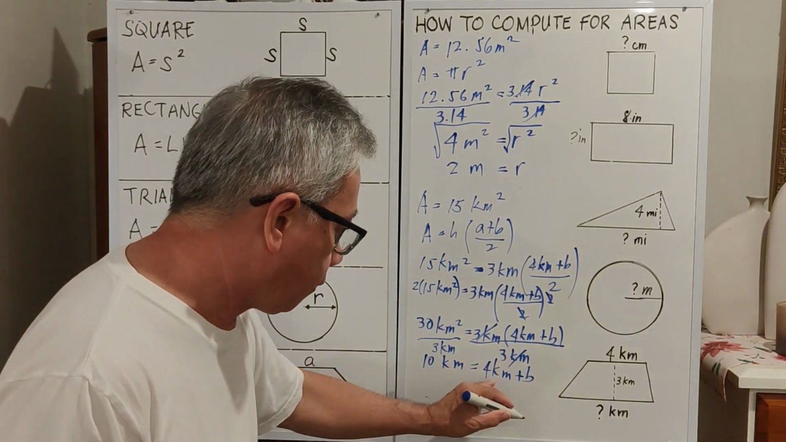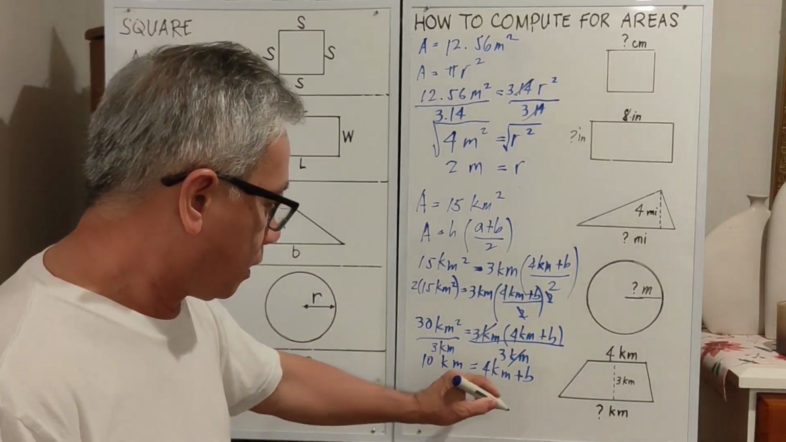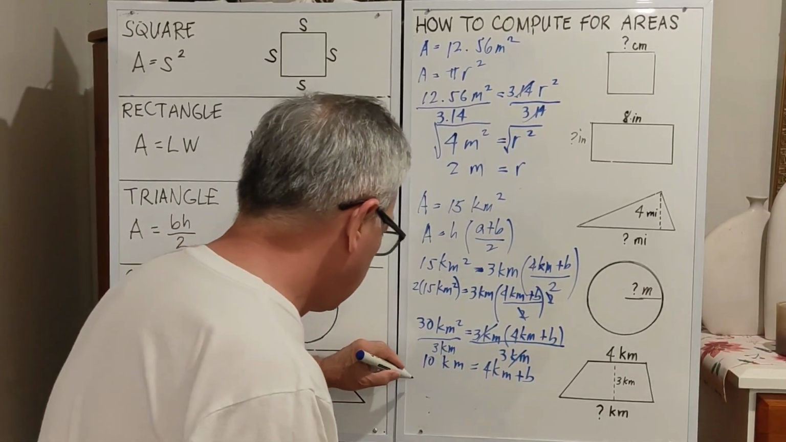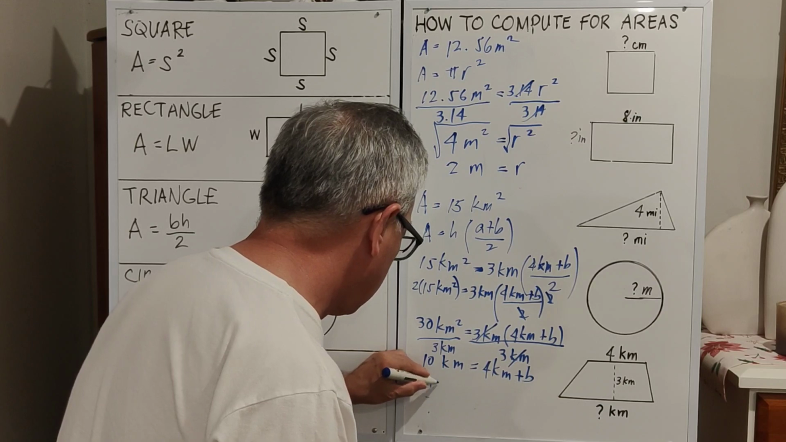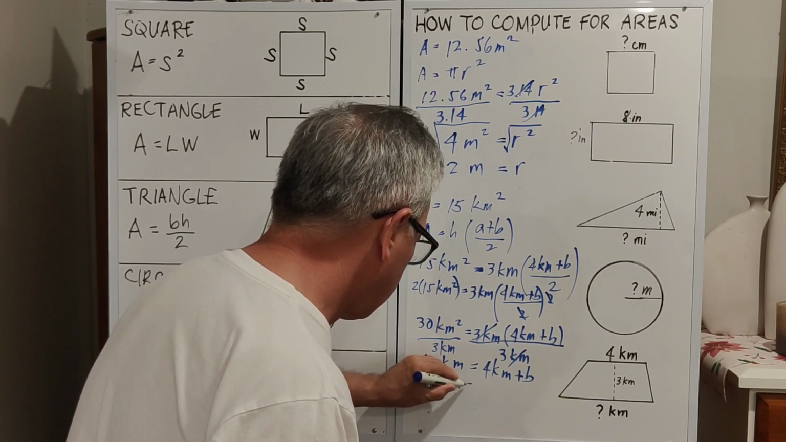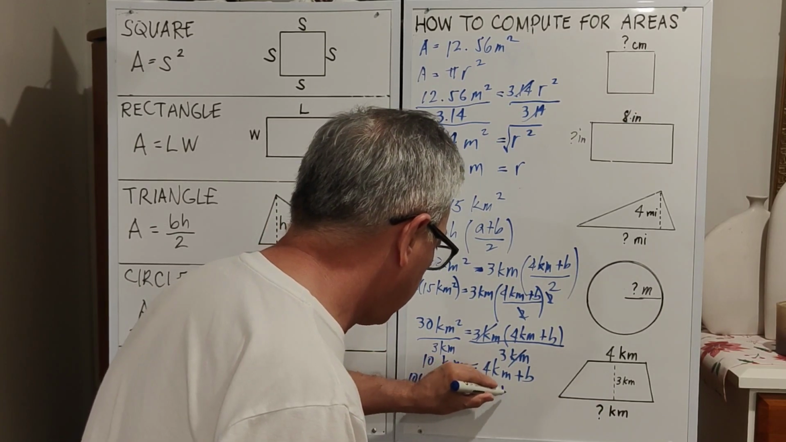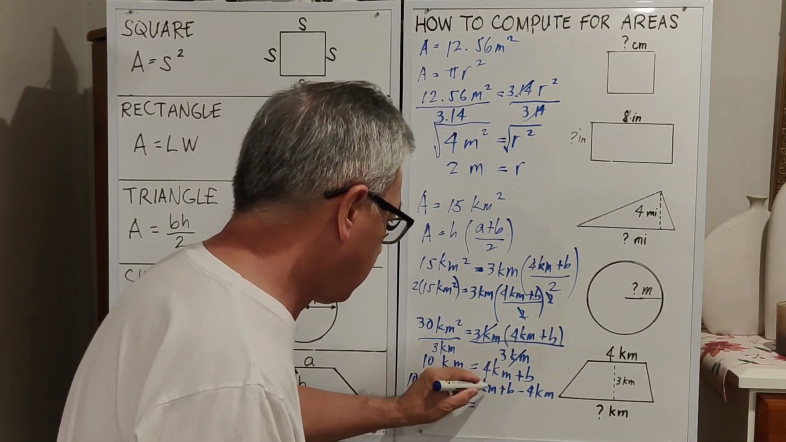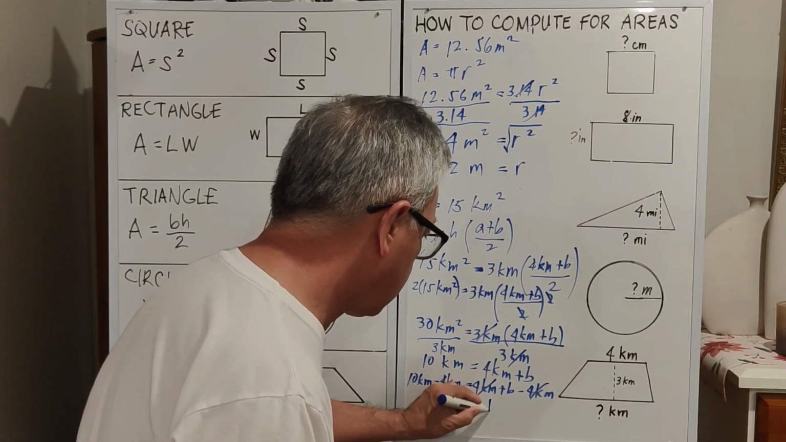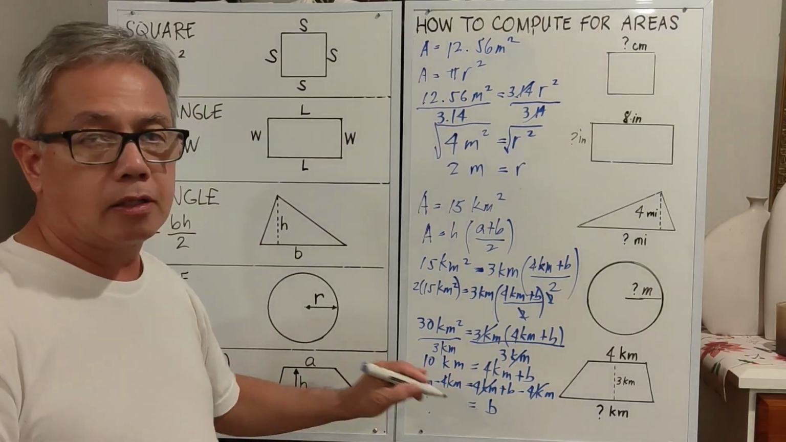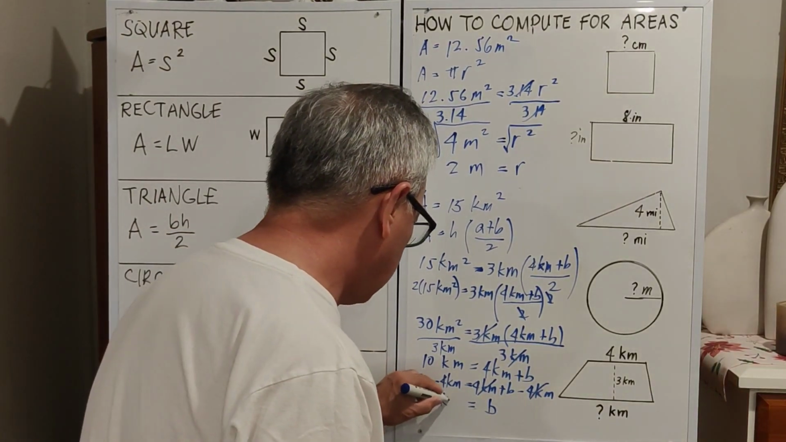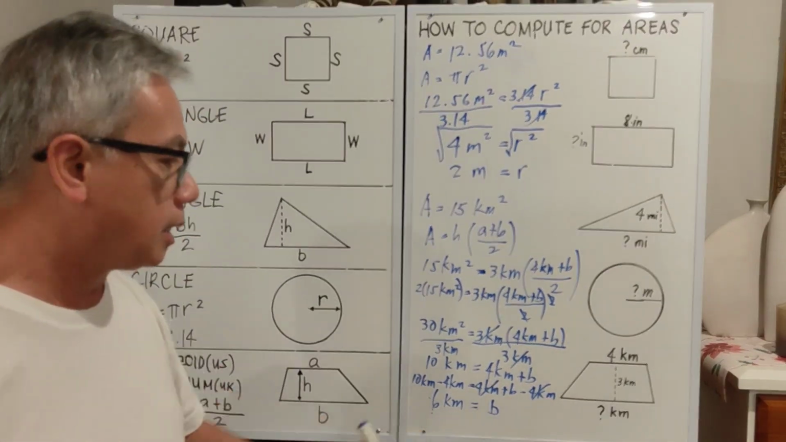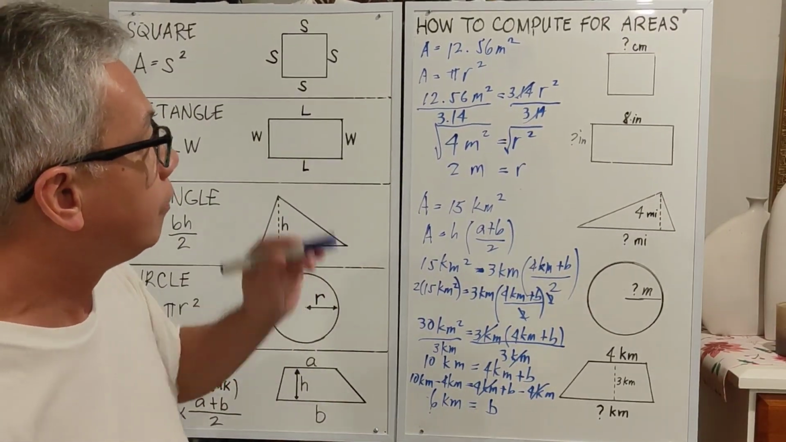So what is with B? 4 kilometers. So we need to subtract 4 kilometers on both sides. So this will become 10 kilometers minus 4 kilometers is equal to 4 kilometers plus B minus 4 kilometers. So this one will cancel out, leaving just B. 10 kilometers minus 4 kilometers is 6 kilometers. So this is the base of the trapezoid, 6 kilometers. And that's how to compute for areas.